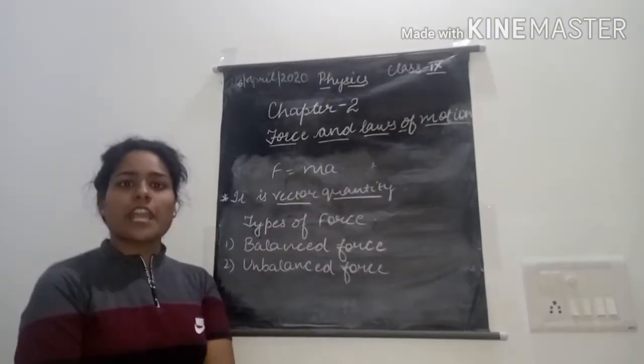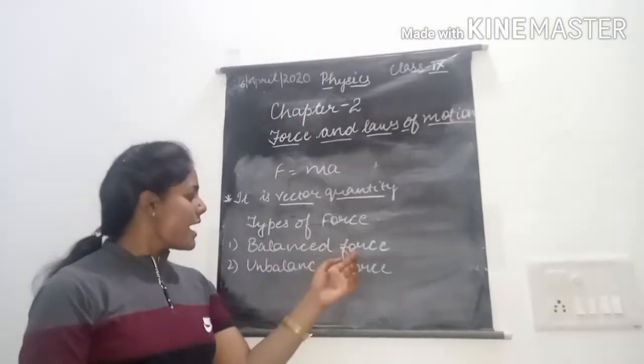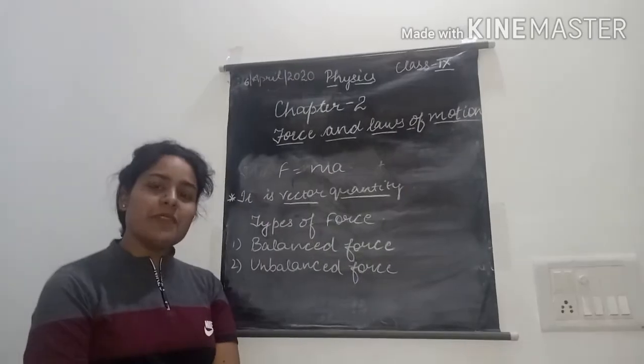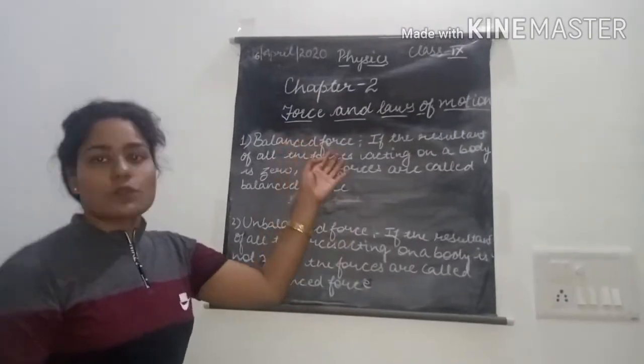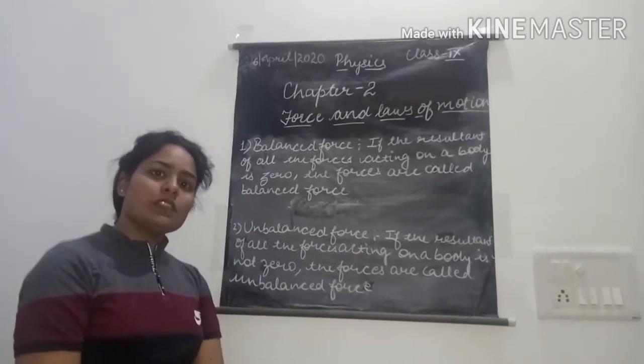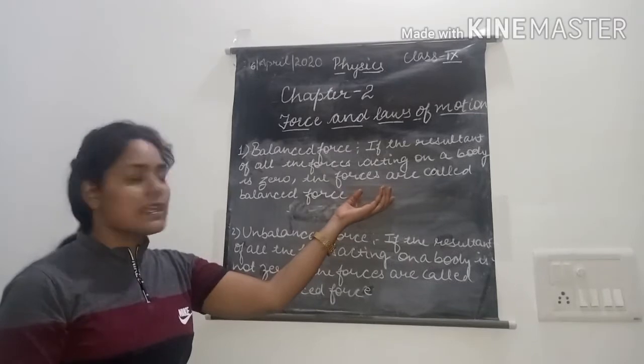Here we study the types of force. There are two types of force: balanced force and unbalanced force. Firstly, we study balanced force. If the resultant of all the forces on a body is 0, it is called balanced force.